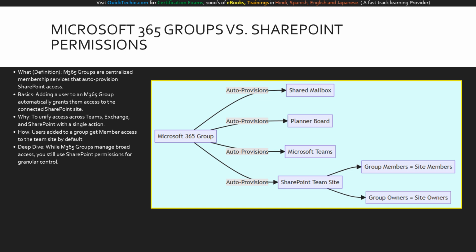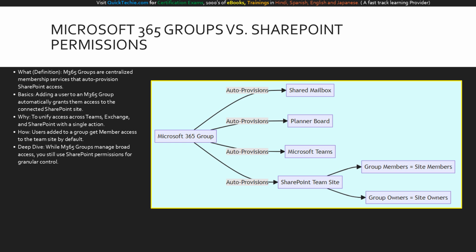How does this map to what we just learned? Group members typically map directly to SharePoint site members, while group owners map to site owners. The deep dive insight is this: you use Microsoft 365 groups to grant broad, default access to the entire collaboration workspace. However, you still rely on native SharePoint permissions and broken inheritance when you need granular, item-level control that deviates from the standard group access.